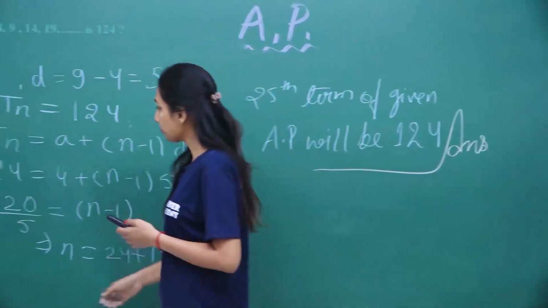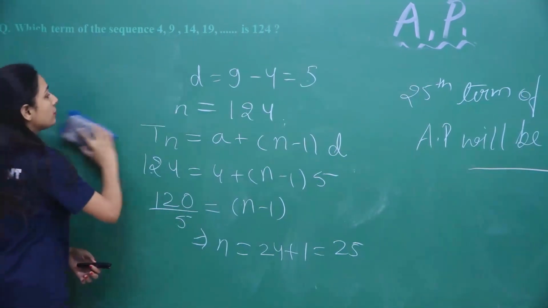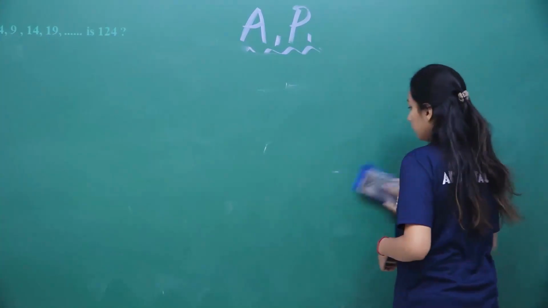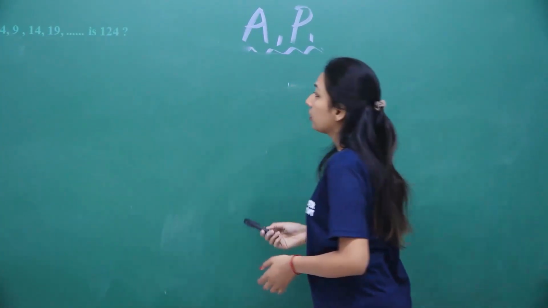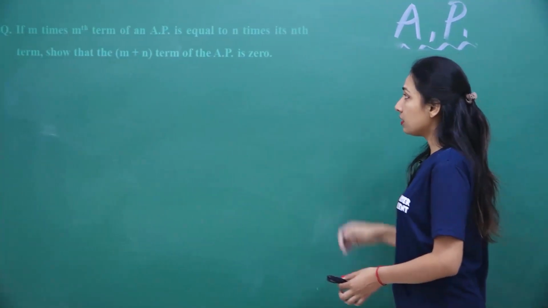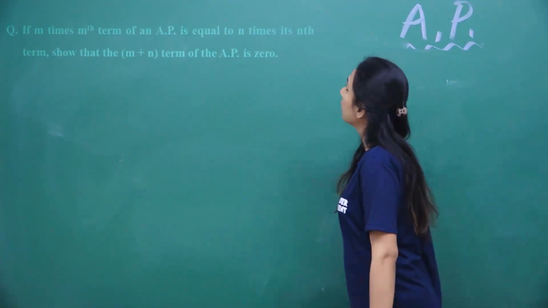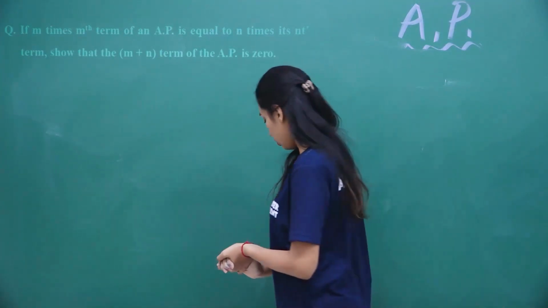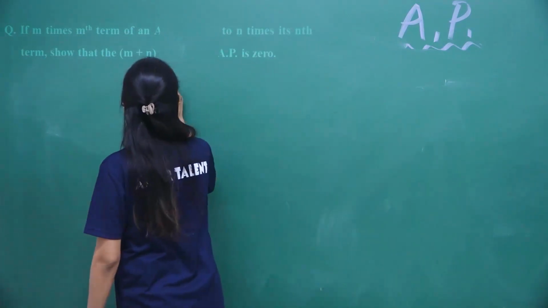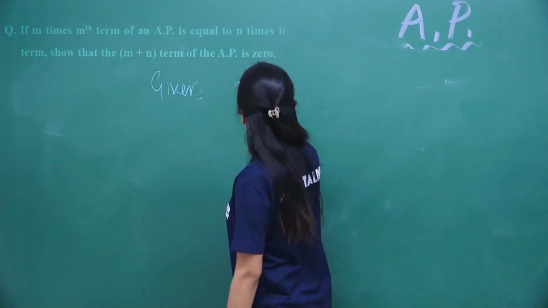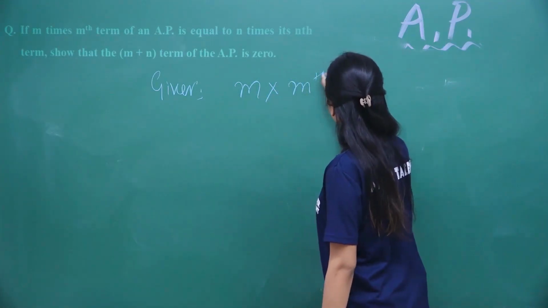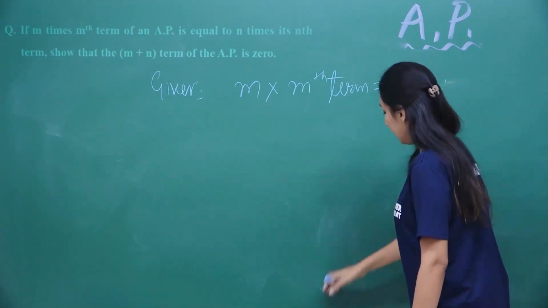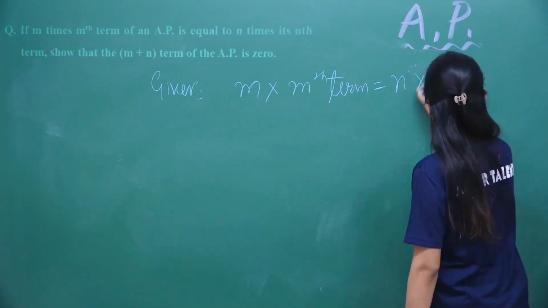Noted. Now let's have the last question of today's lecture. If m times the mth term of an AP is equal to n times its nth term, show that the (m plus n)th term of the AP is 0. So what is given? m times the mth term equals n times the nth term.